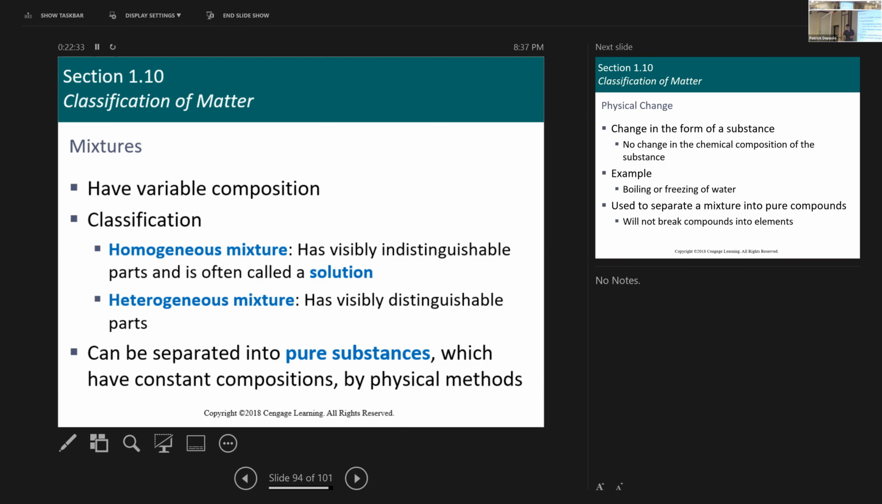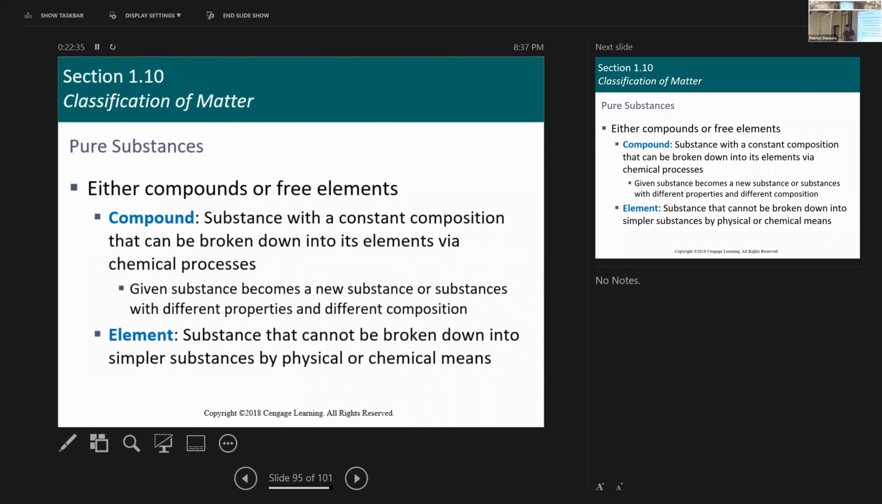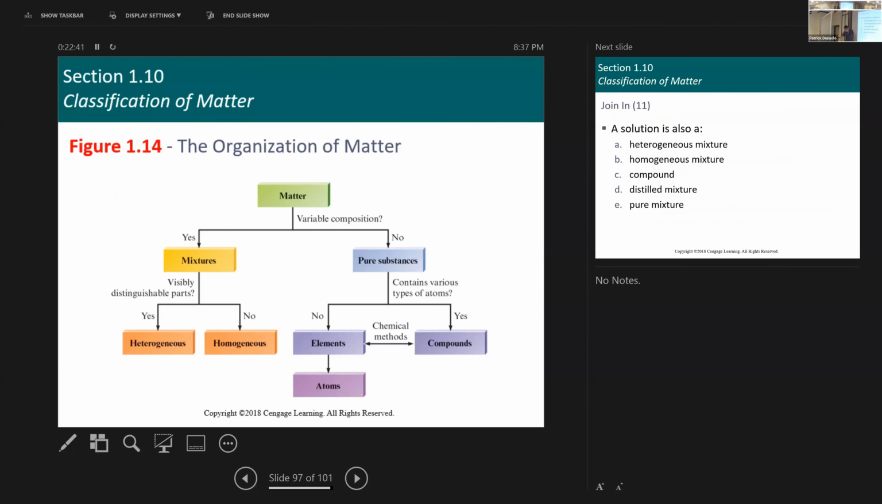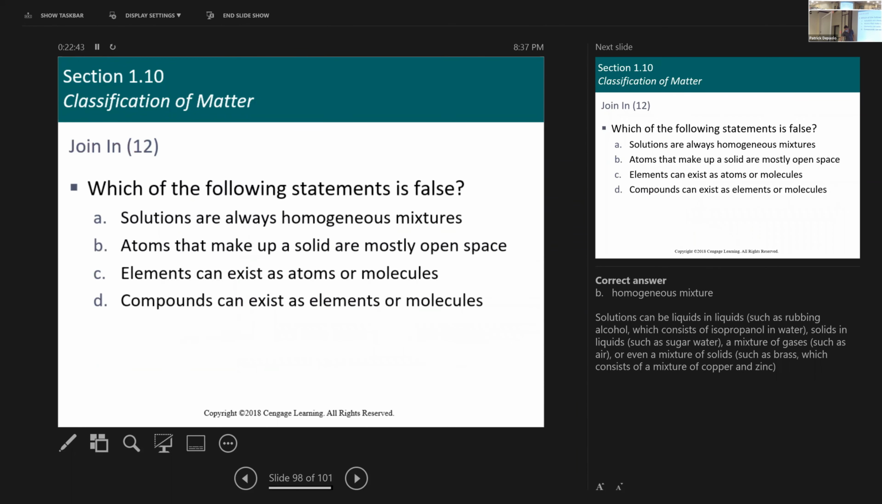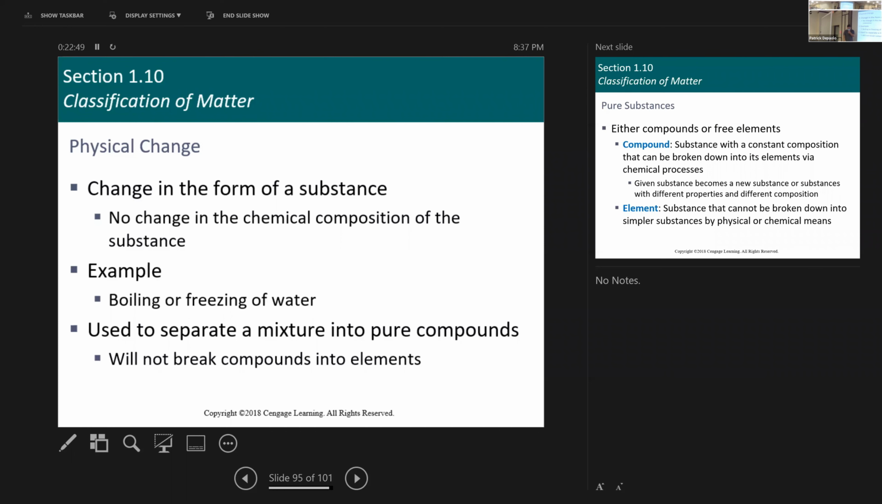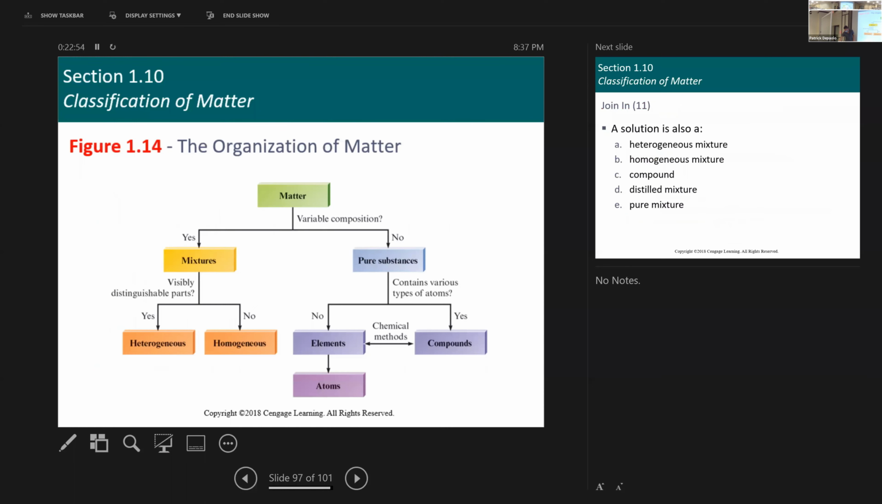Okay. Next and last thing. Oh, this is pure substance. Okay. I knew I had notes on it. Is physical change. Is your chemical change also? What is your chemical? Fine. Okay. So why is there not many notes on physical and chemical change?